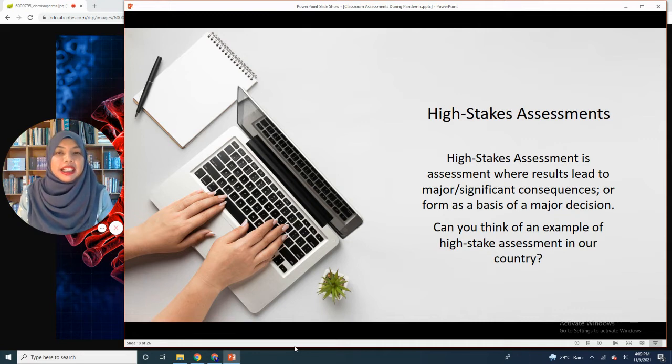They are usually large scale assessments. These assessments are carried out nationwide and they are standardized. They serve as a basis of major decision making for the stakeholders and not necessarily the students. These involve the Ministry of Education, the schools, the Department of Education at district and state levels, because a lot of decisions, particularly when it comes to funding, come out of the school's performance on these high stakes assessments.